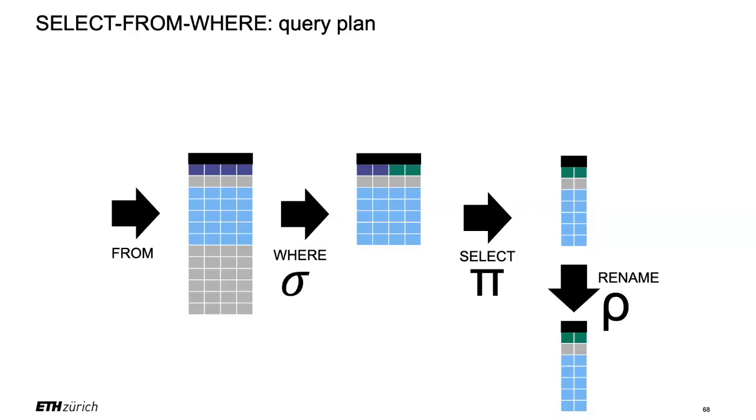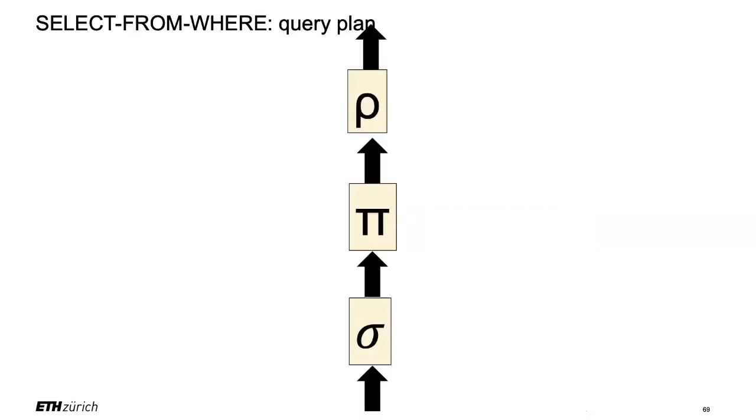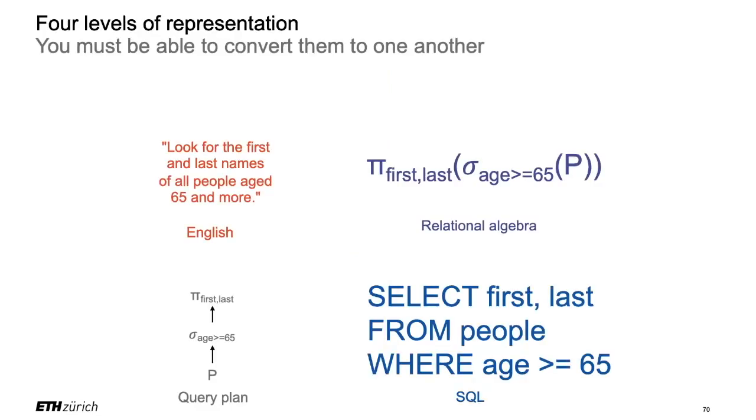So now that I have this select from where, and I can even rename, I can have a query plan that starts being fancy, right? With sigma, with pi, with rho, and so on. And I can even draw it like this. That's the more conventional way of doing that. It means that it's sigma of pi of rho of the table, if I put it in relational algebra, okay?